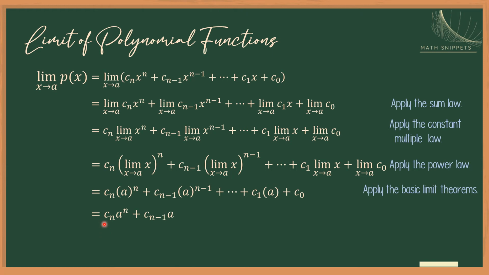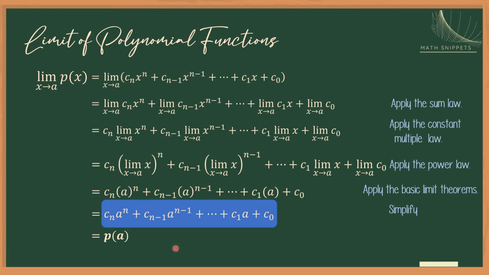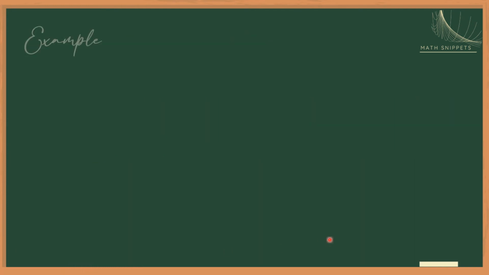Now, if you rewrite, we get this. And if you observe, this is just our p of a. Hence, we say that the limit of p of x as x approaches a is indeed p of a. So here are some examples.